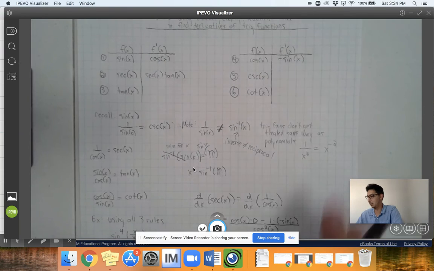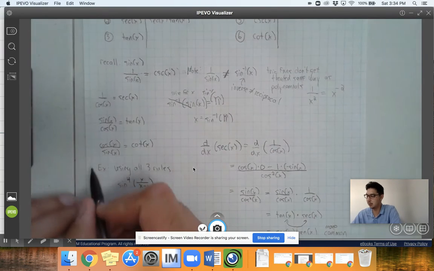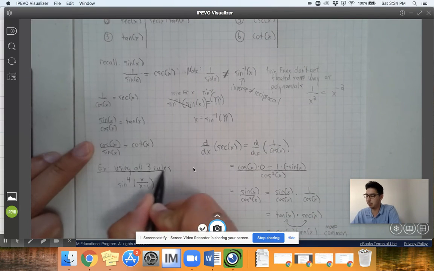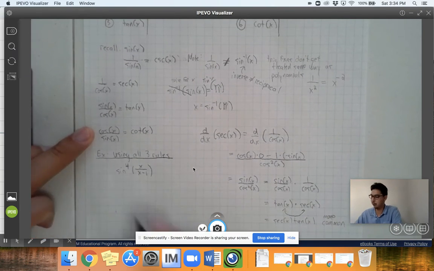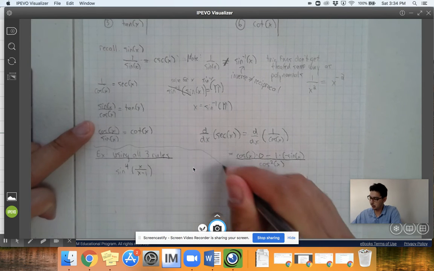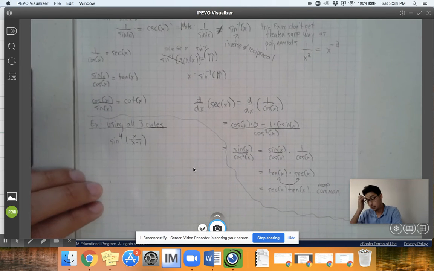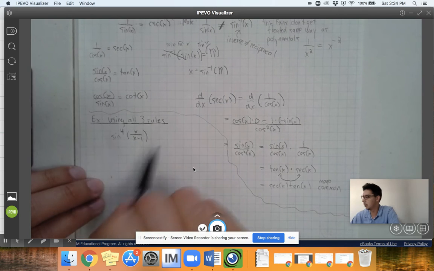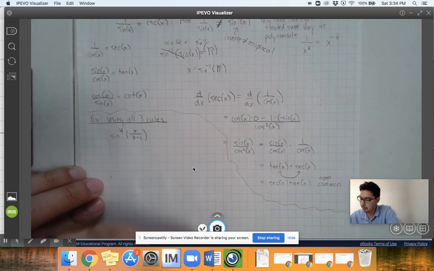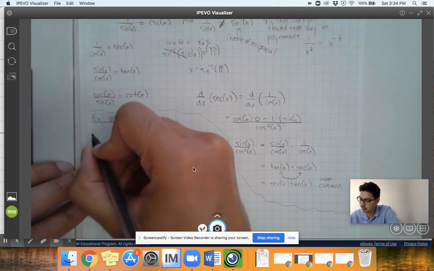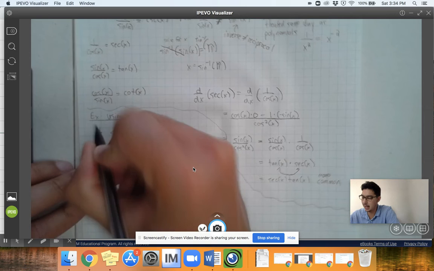Second part I want to talk to you about in this video is this right here, an example where we're going to use all three rules. Clear off what I just did. That's not related to what I'm doing now. Of this function here. Okay. So if we wanted to take the derivative of this function, let's see how this works.